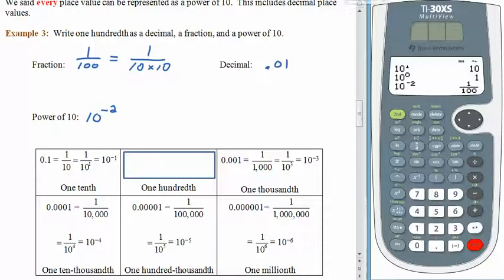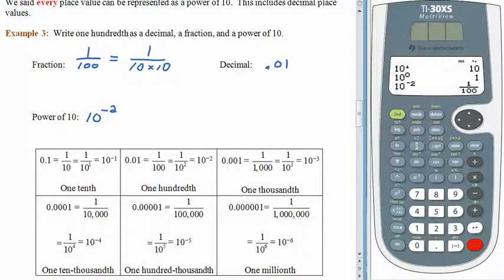So in your handout, inside that box, you want to put in something like this. There, 0.01 is equal to 1/100. That's 1/10 squared, which is 10 to the -2 power.